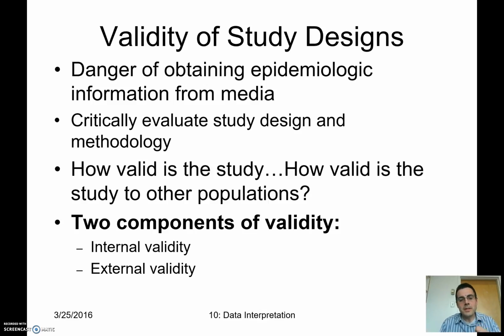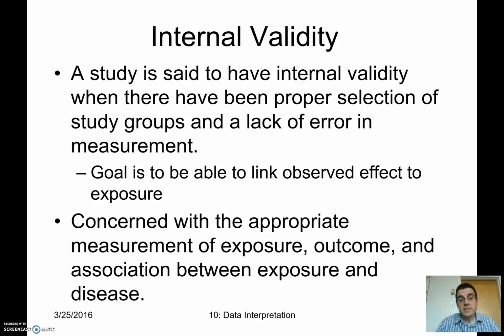So you have to always be looking, when you're reading literature or your textbook, at how valid these findings are. How valid is this particular study? And then you have to ask yourself, is it usable, or can we extrapolate to other study populations that are out there? A couple of things you need to think about when we talk about validity is that we'll break it apart into internal validity and external validity. A study is said to have internal validity when there has been proper selection of study groups and a lack of error in measurement.